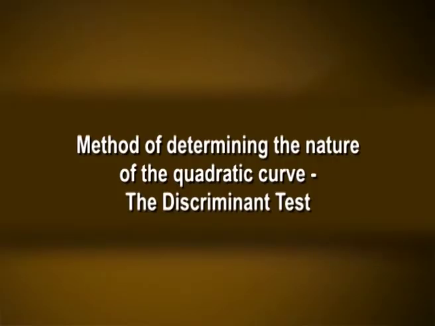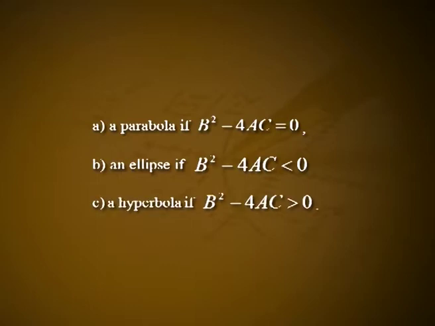Method of determining the nature of the quadratic curve, the discriminant test. The quadratic curve ax square plus bxy plus cy square plus dx plus ey plus f is equal to 0 is a. a parabola if b square minus 4ac equal to 0, b. an ellipse if b square minus 4ac less than 0, c. a hyperbola if b square minus 4ac greater than 0, provided degenerate cases may not arise.